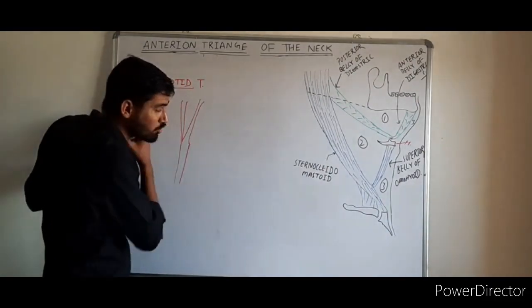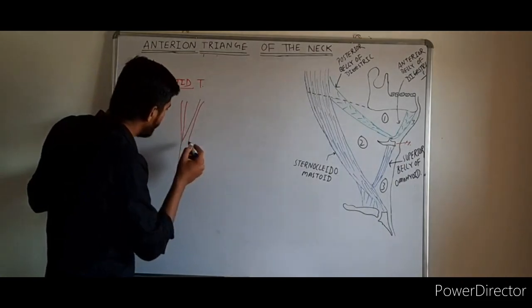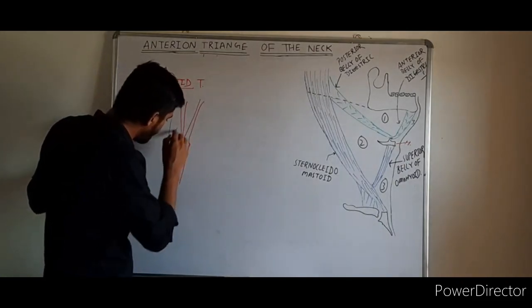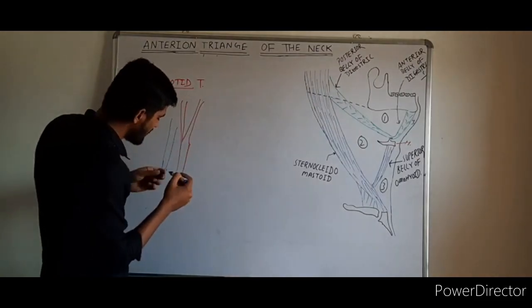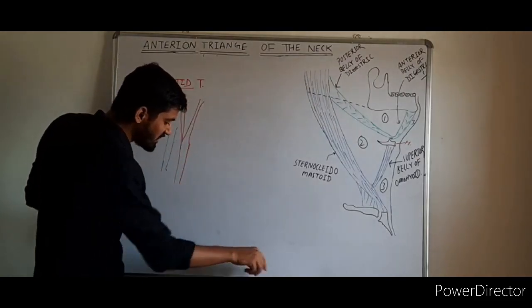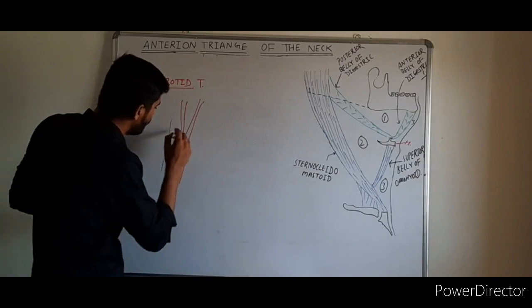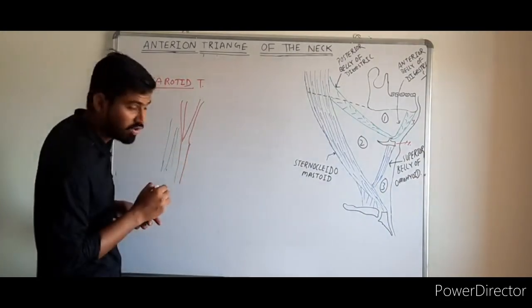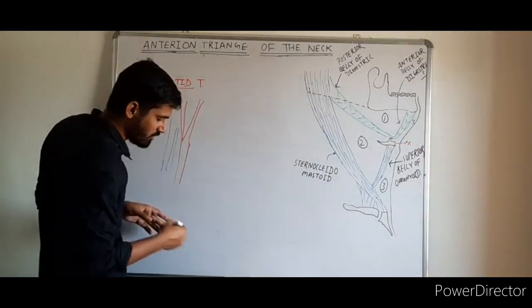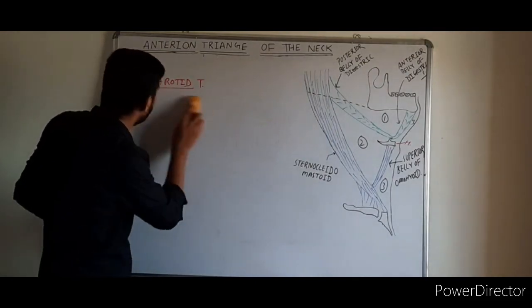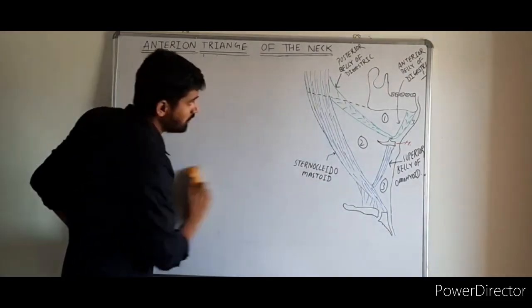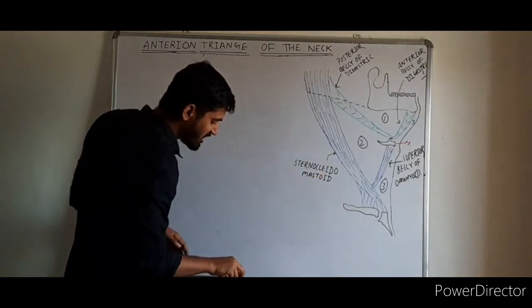Now for the internal jugular vein, I am showing somewhat here the internal jugular vein. You have to draw the same diagram and you have to draw each and every thing. Between this structure, you can show the vagus. This is the vagus. So everything you have to show. So this is all about the carotid triangle. Now, coming to the digastric triangle.